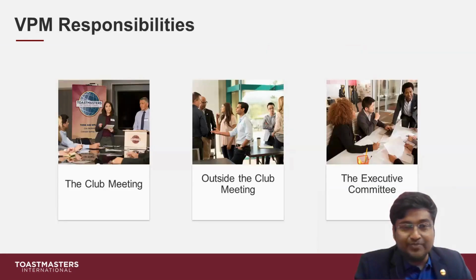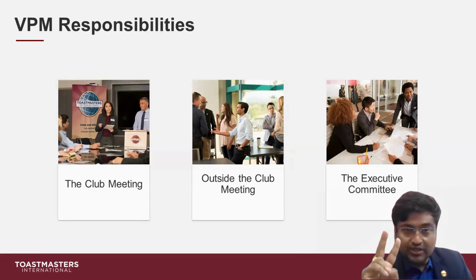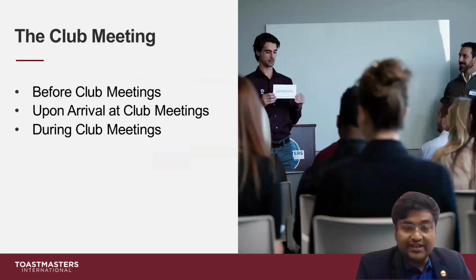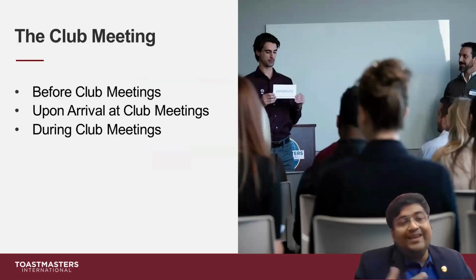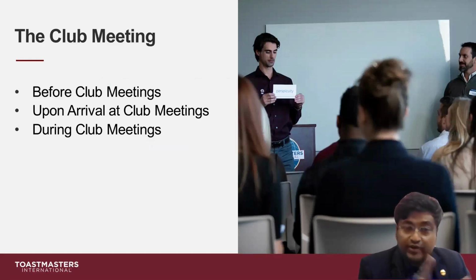So, the Vice President of Membership responsibilities. The responsibilities of Vice President of Membership are spread across 1, the club meeting, 2, outside the club meeting, and 3, the executive committee. So let's look at what exactly these things entail. First, the club meeting. Well, at the club meeting, you have to look at where exactly you fit in. Is it before the club meeting? Is it upon arrival at club meetings? Or is it during club meetings? Right answer, all of that. You have to do certain things before, certain things when you arrive, and certain things during the club meeting. Let's find out what these are.